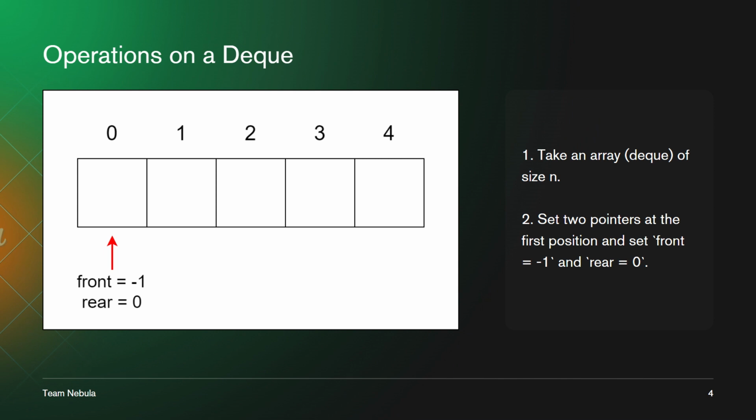Before performing the following operations, these steps are followed. Take an array, a deque, of size n, set two pointers at the first position and set front equals to -1 and rear equals to 0.